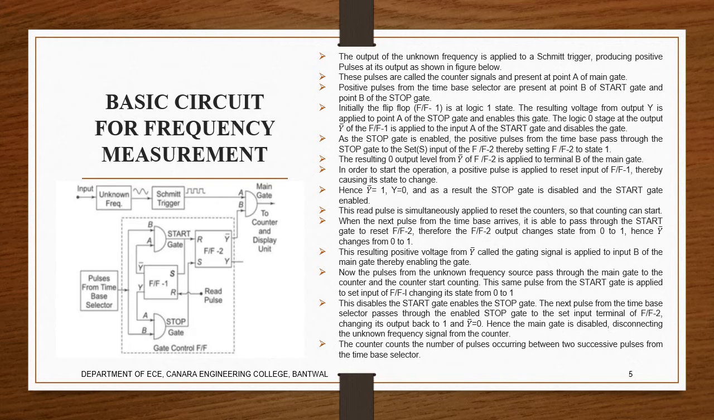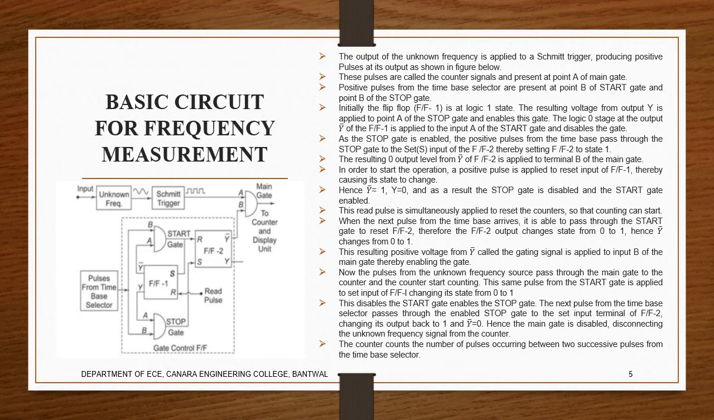Similarly, again the next one is given back to flip-flop 1 from the start gate. As the output is 0, that is again fed back to set. So at that time Y is equal to 0. So Y is equal to 0 in the stop gate, A is equal to 0 and B is equal to 1. So at that time it is disabled and Y bar is 1. So B is equal to 1 and A is equal to 1. So the start gate is enabled now.